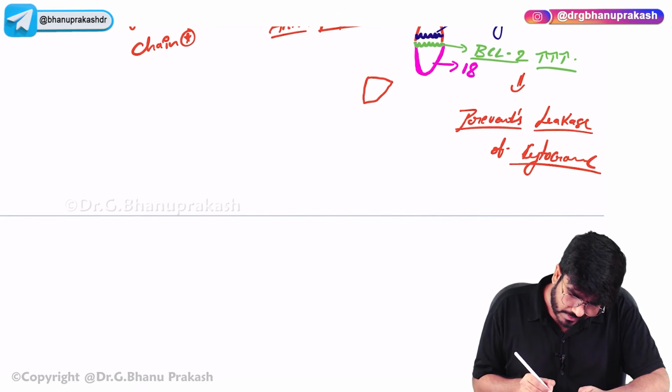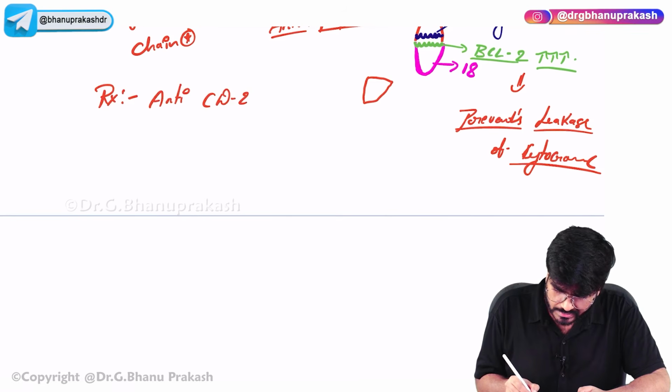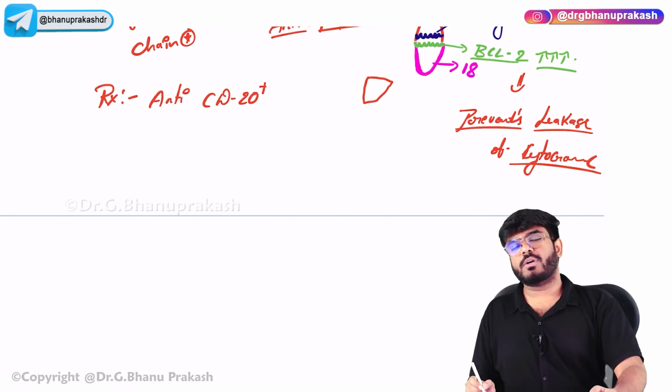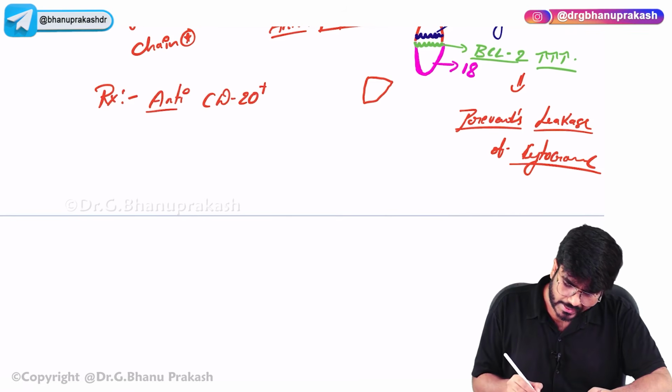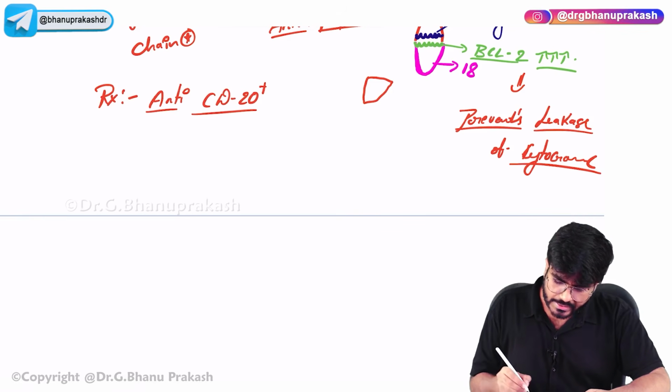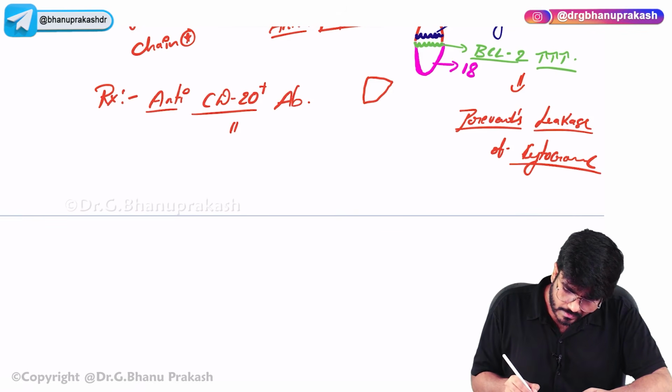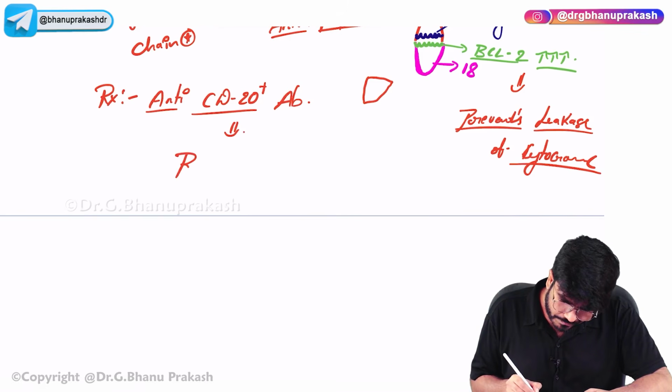Now, what is the treatment for this condition? The important point is that there is a drug called anti-CD20. These B cells are going to be positive for CD20, right? So we have developed an antibody which is against CD20. Anti-CD20 antibodies. What is that name? Rituximab.